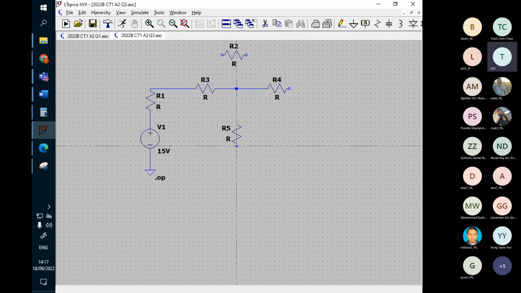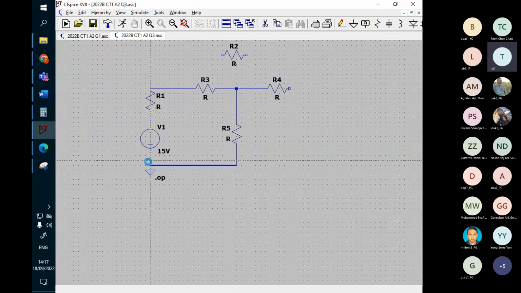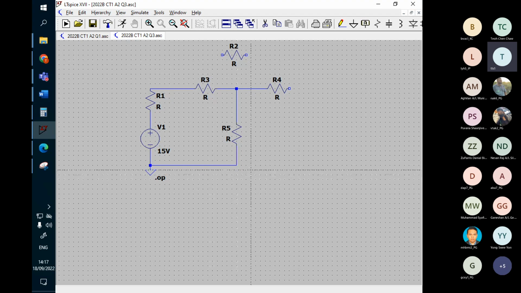Okay, it's getting easier now. Use only one ground, okay. Ground we place at the left hand side. It doesn't matter if you place it in the center or the left hand side, from the circuit perspective it is still the same. So we put it here.